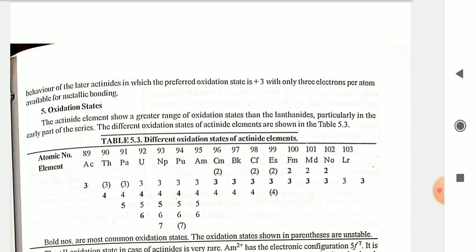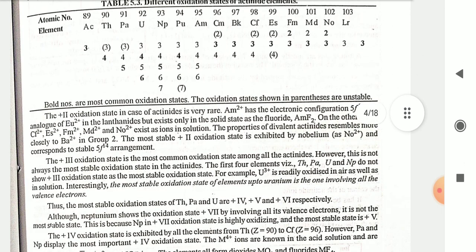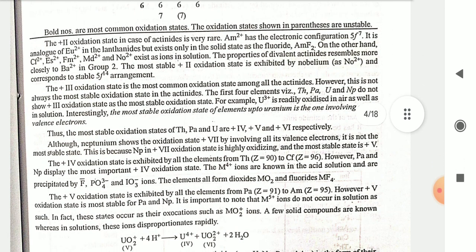The actinide elements show a greater range of oxidation states than the lanthanides, particularly in the earlier part of the series. The different oxidation states of the actinide elements are shown in table 5.3. The +2 oxidation state in case of actinides is very rare. Am2+ has an electronic configuration 5f7.